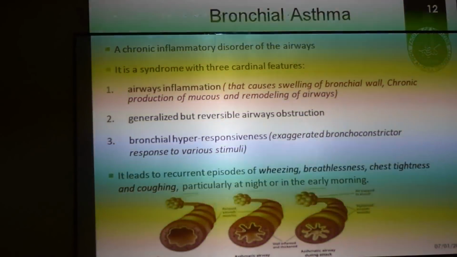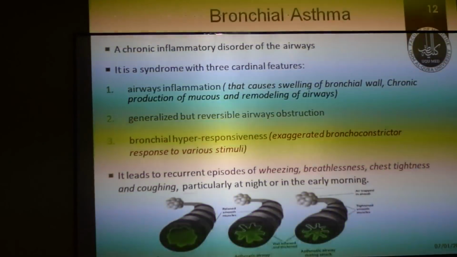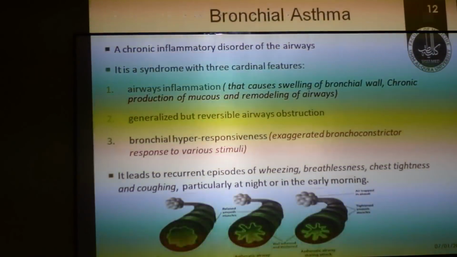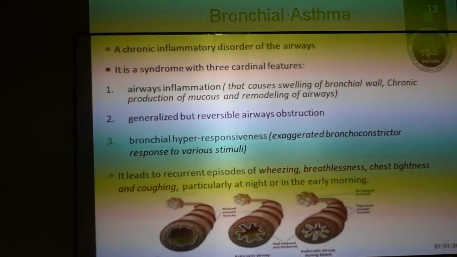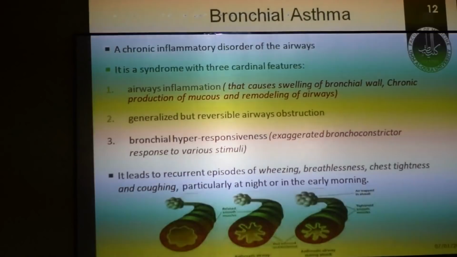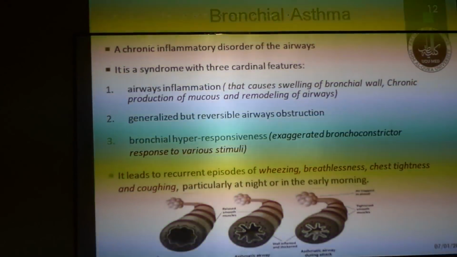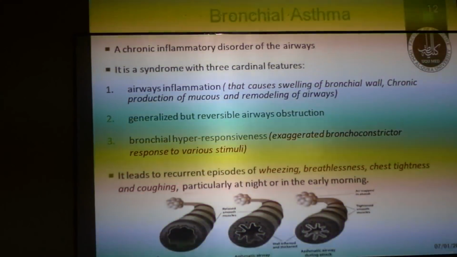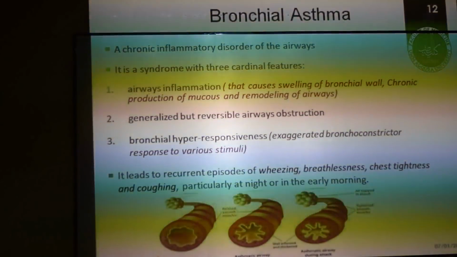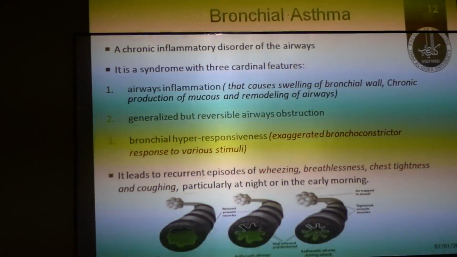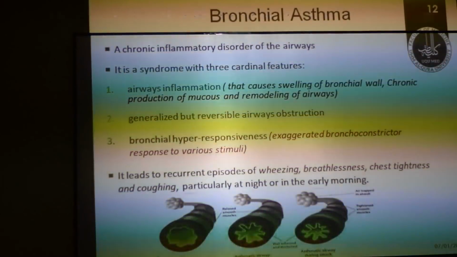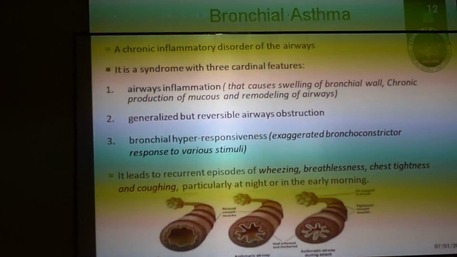So there is one whole group of respiratory diseases which are called COPD, chronic obstructive pulmonary diseases. They are chronic obstructive pulmonary diseases because they cannot be reversed immediately by the use of medication or by the removal of triggering factor. But asthma, it can be reversed if you remove the triggering factor or you give them the medicine, it will be immediately reversed. So reversal is a very important thing.